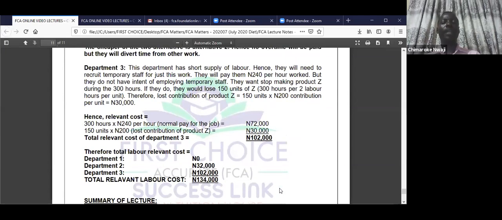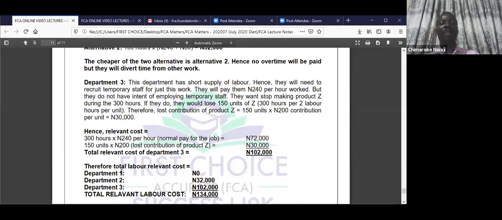So you bring the total here. Department 1 is 0 because they have spare capacity and can do the job in that department, so they're not paying them. In Department 2, we saw that they used opportunity costs instead of overtime. It was 32,000 naira. Then the last department is 102,000. We add them up together, we have 134,000.